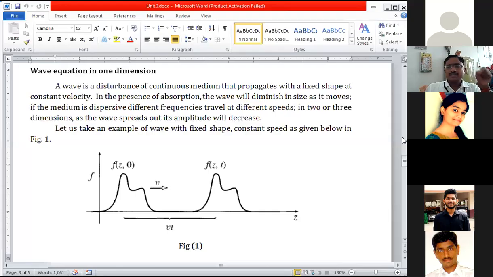If the particles of the medium oscillate in a direction parallel to the wave, or in the direction of the wave, we call it a longitudinal wave. So a longitudinal wave is a sound wave. Whereas if the particles of the medium oscillate in a direction perpendicular to the direction of propagation of a wave, for example, a light wave or electromagnetic wave, we have a transverse wave. So this is very important.